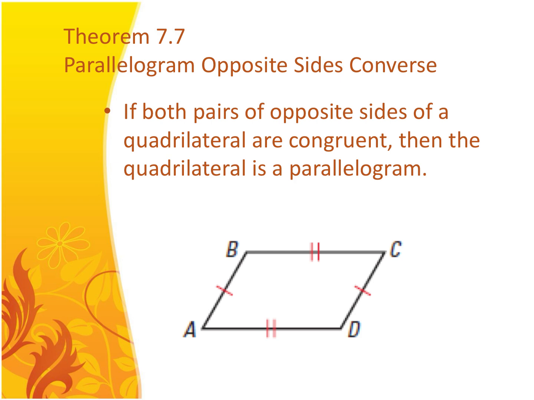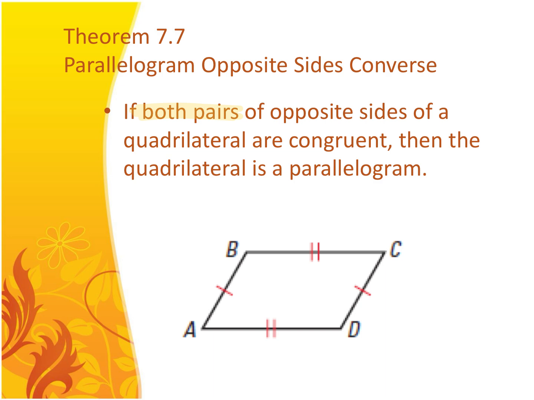Looking at this one, it says parallelogram, opposite sides, converse. The parallelogram opposite sides theorem states, if it's a parallelogram, then both pairs of opposite sides of a quadrilateral are congruent. So we're switching it. This is the converse. Again, the key thing here is it has to be both pairs: if both pairs of opposite sides of a quadrilateral are congruent, then the quadrilateral is a parallelogram. It has to be both pairs.